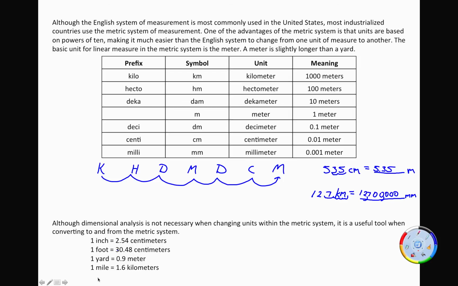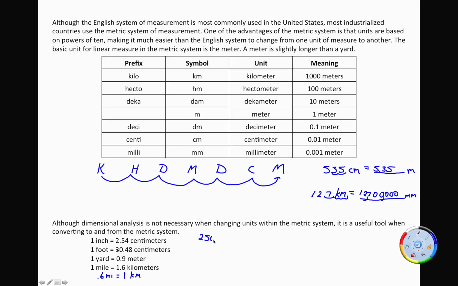Let's add this to our list. 0.6 miles is 1 kilometer.